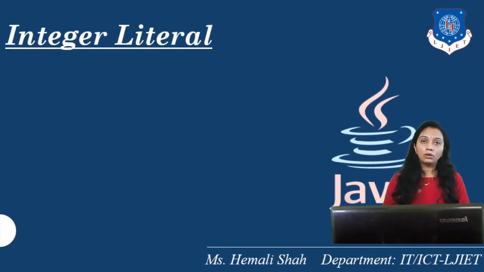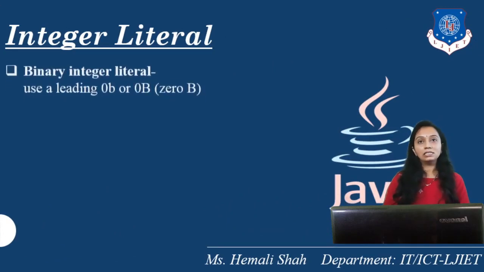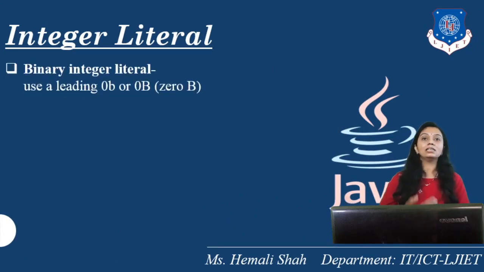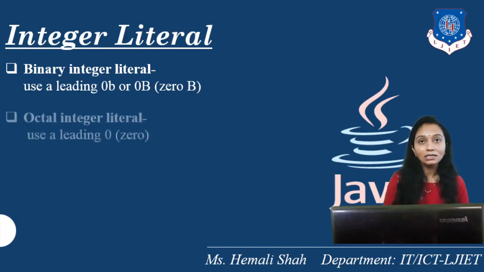Now, more about the integer literal. The binary integer literal you can use with the leading 0. So if you want to specify some integer value in the form of a binary value, then you just need to use the leading 0, b, small b or capital B, to specify the binary literal.